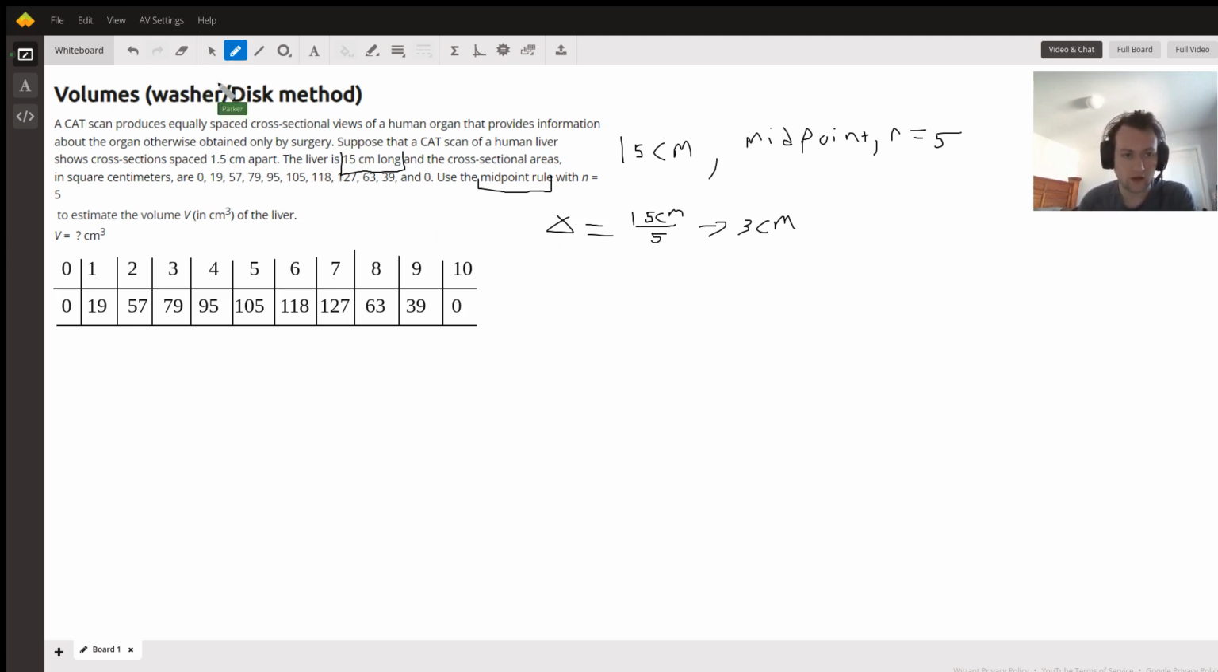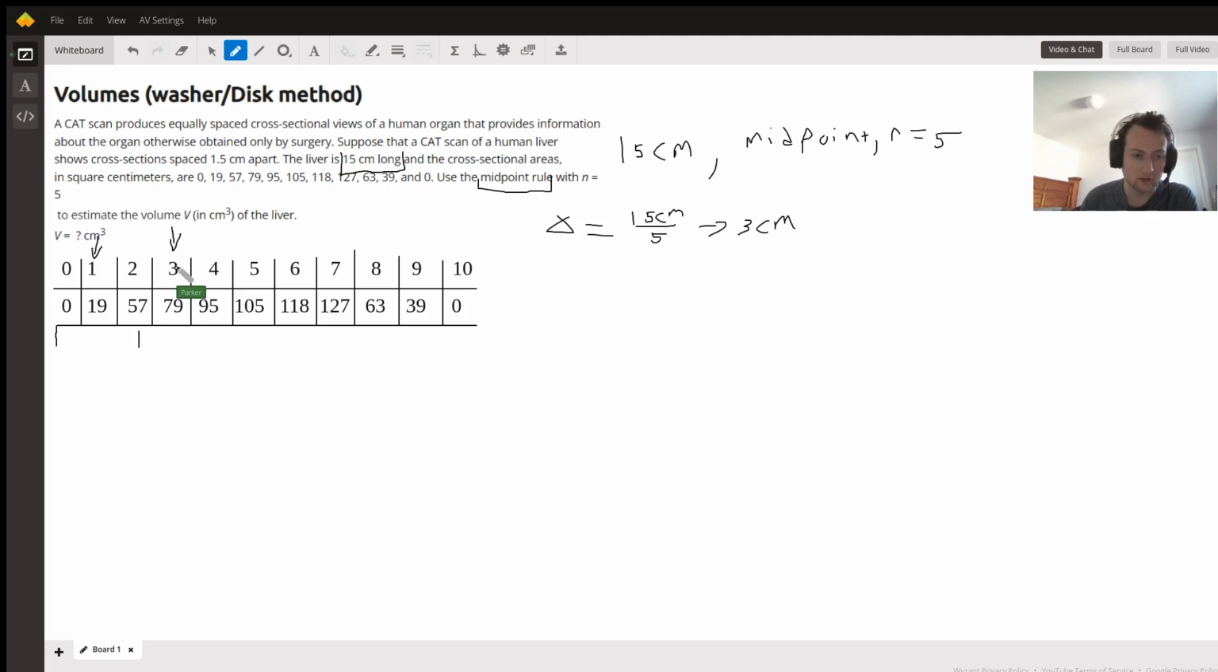So between every one of these values in this table, 1.5 centimeters is crossed. So the first base is going to be here from 0 centimeters to 1.5 centimeters to 3 centimeters. On the second here, we hit 3 centimeters. However, we're doing a midpoint rule. So our first section is from 0 to 2, but we're looking at the midpoint, which is 1. Then we increase by delta, which is our 3 centimeters.